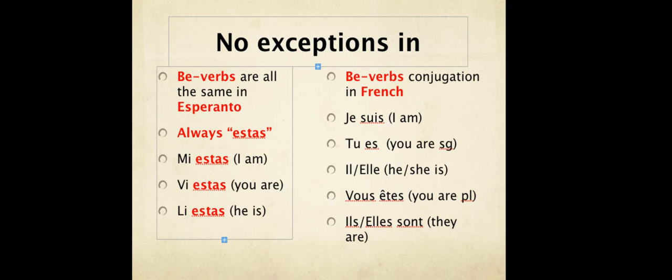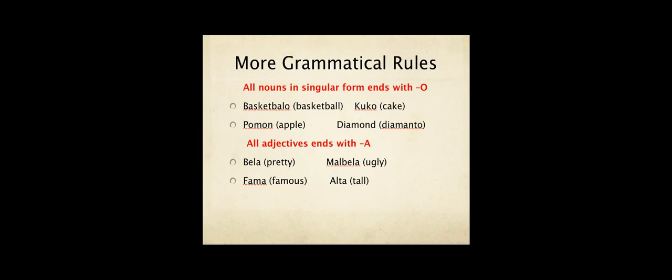In Esperanto, there is a specific characteristic for each part of speech and grammar. Dr. Zamenhof has set the rule so that the writer could easily identify the noun, adjective, or verb. For example, be verbs are all the same in Esperanto. It is estas. Here are more grammatical rules.